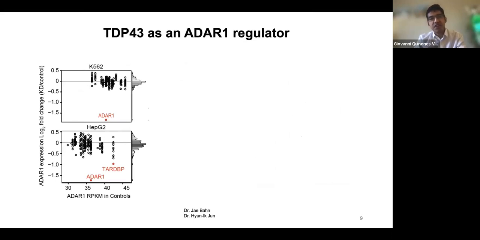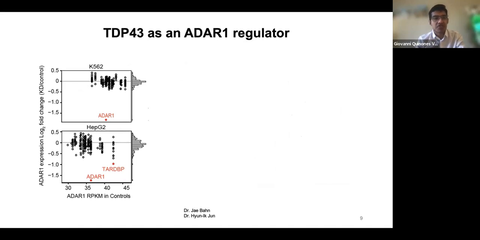We wanted to figure out exactly how this regulation is taking place. So one of the first candidates that we looked into is this protein called TDP43, which interestingly enough is both an RNA and a DNA binding protein.